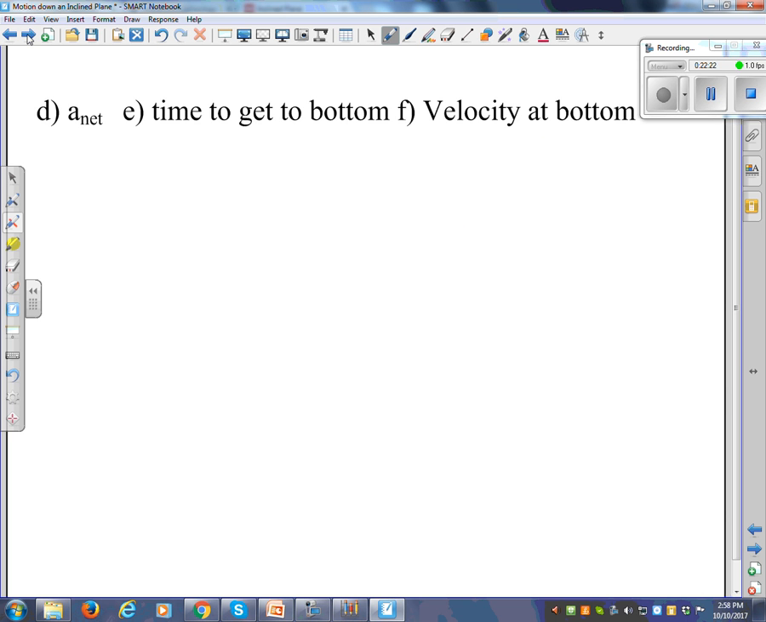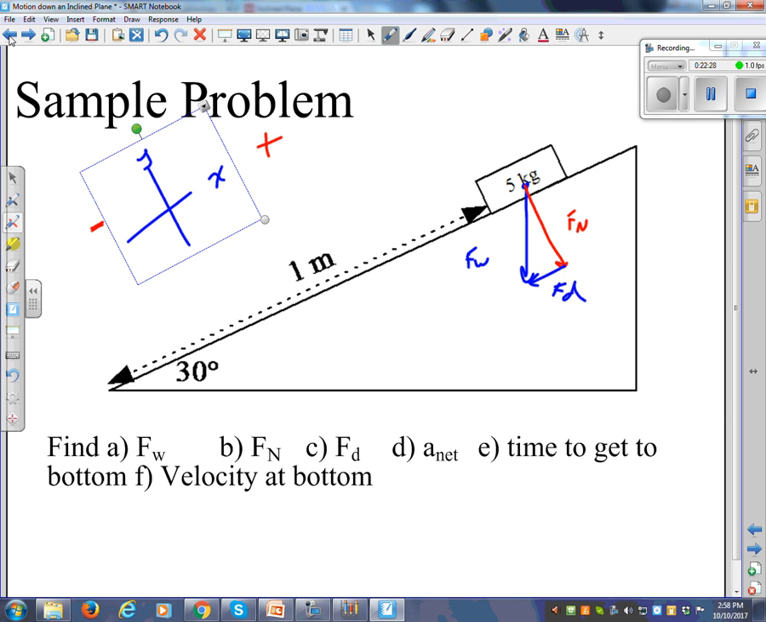Okay, now what is the net force? Let's go back to my picture. Is there any friction here? There is no friction, right? And so the FD is, remember when we added them before?